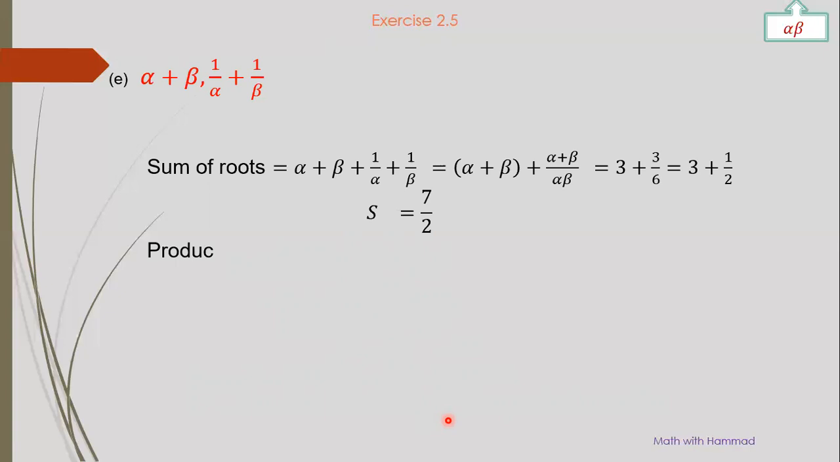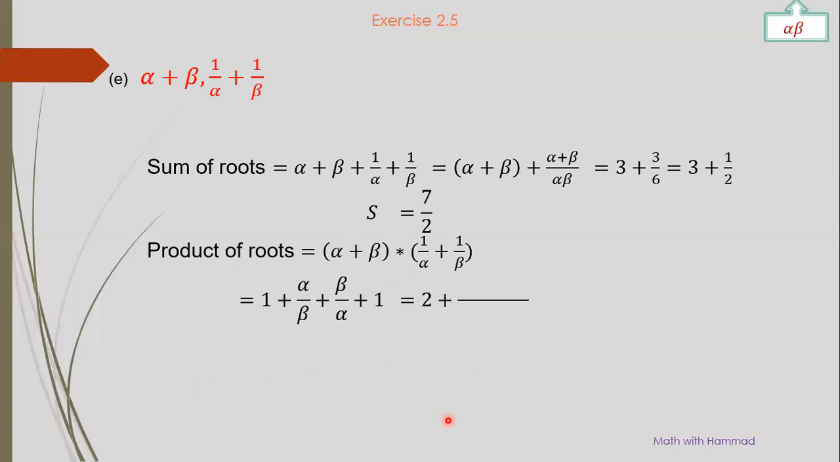And the product of roots means alpha plus beta into 1 over alpha plus 1 over beta. Now again taking LCM for multiplication and replace the values: alpha square plus beta square over alpha beta, plus 2, that is alpha plus beta whole square minus 2 alpha beta over alpha beta.